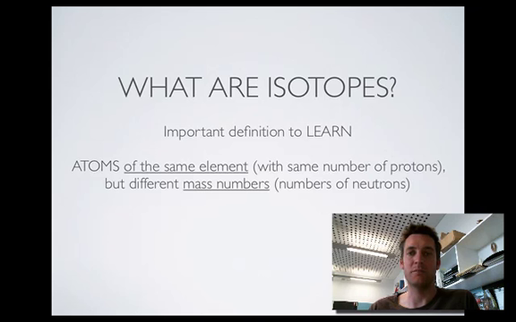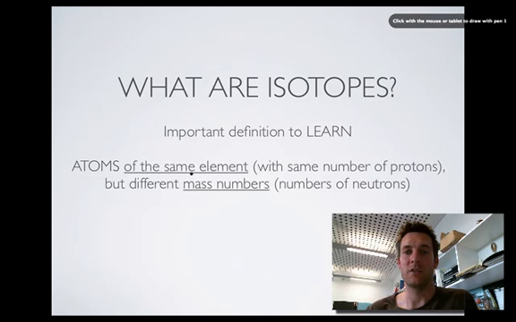Isotopes are, I'll read it out even though it's written on the screen, atoms of the same element but with different mass numbers. Atoms of the same element but different mass numbers. Now in brackets here, what you can see is just different ways of saying what is underlined.